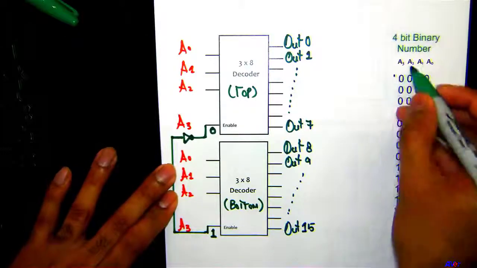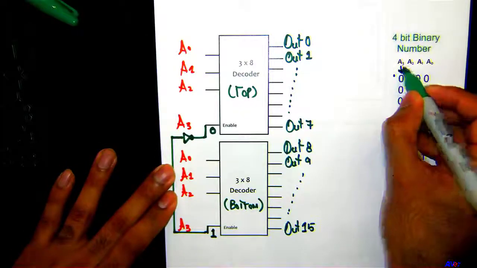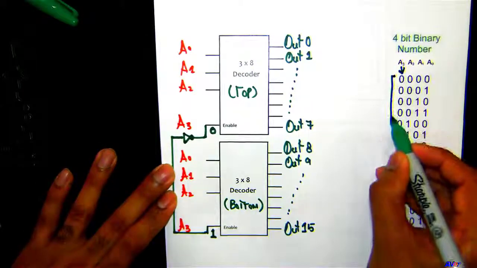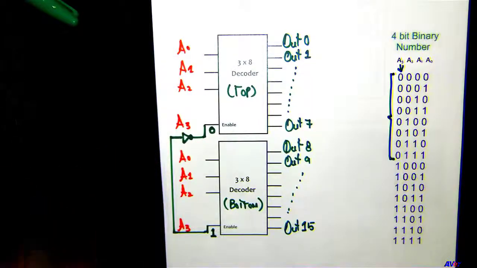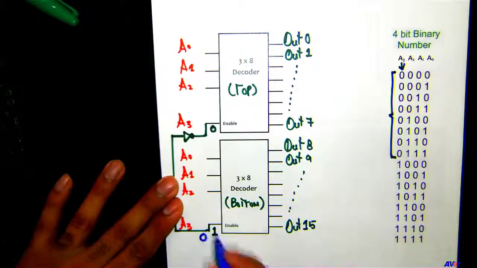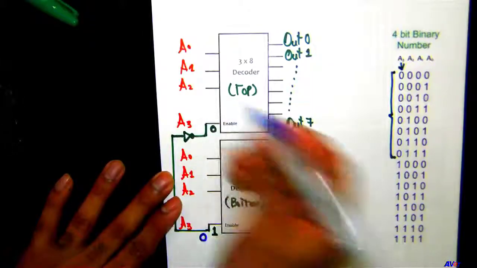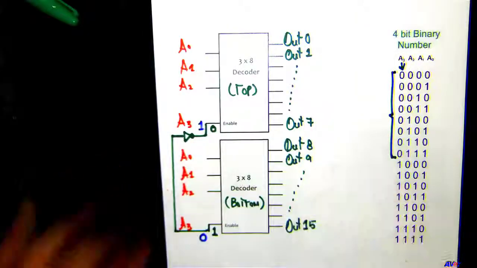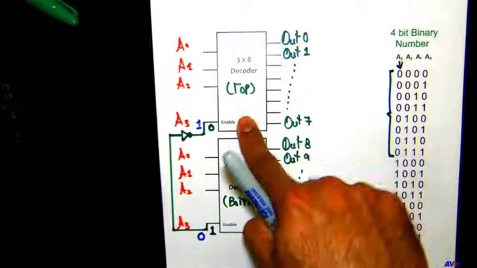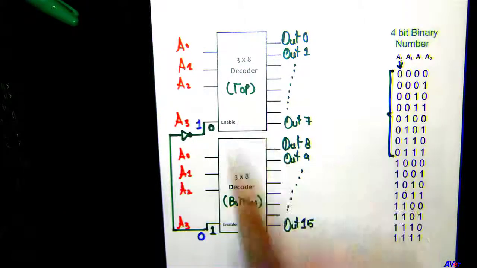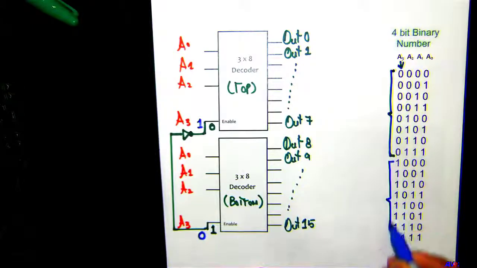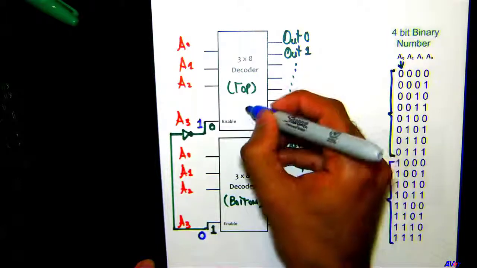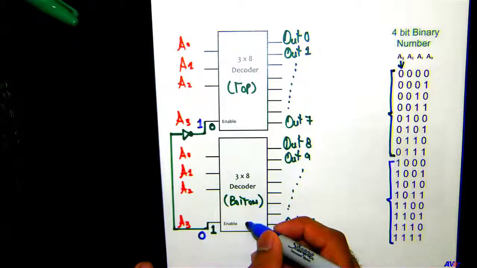Remember again, A3, if you look at this A3 column right here, for the first half it's 0, correct? If A3 is 0, then this A3 is going to be 1 here, right? So for the first 8 combinations, this is going to be active and this is going to be off. And for the next 8 combinations, when A3 is all ones, this is going to be off and this is going to be on, correct?